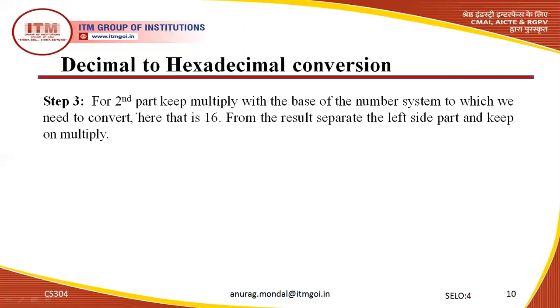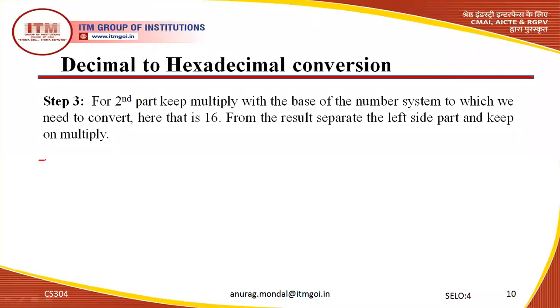Same way, the third step is we have to multiply with the base of the number system to which we want to convert. We want to convert into the hexadecimal. So we need to multiply the second part by 16, and whatever result we have, we just keep the left part and keep on multiplying. So let me show you how these three steps go for conversion of decimal to hexadecimal.